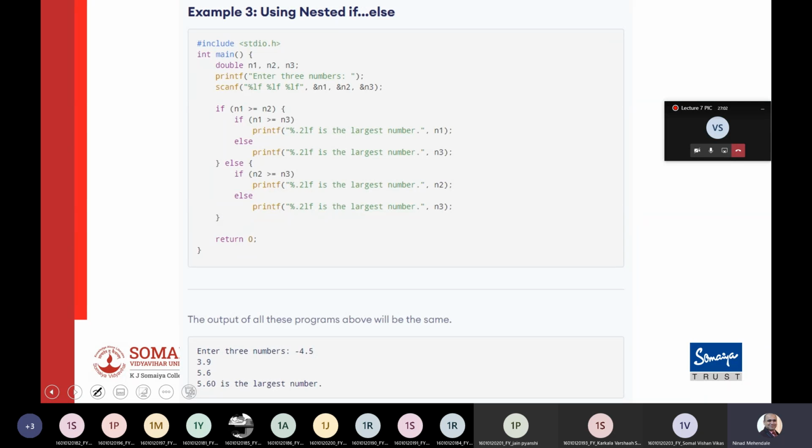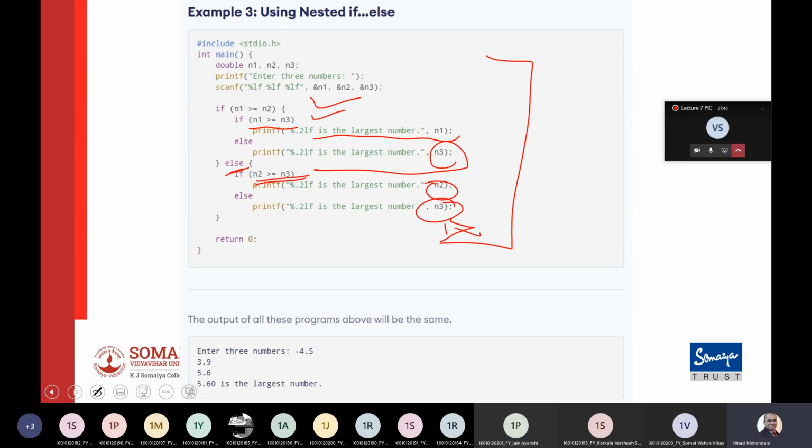So in this case, first thing is I will check if n1 is greater than n2. And inside that I will check if n1 is greater than n3, then n1 is largest. If not, I obviously know that n1 was greater than n2, and at the same time I also know now n3 is greater than n1, and that's why n3 will be the largest. Else means I already know that n2 is greater than n1, and now I just check if n2 is greater than n3 also, then I will print n2 as largest, else I will print n3 as the largest number. So this is how the nested if will look like.